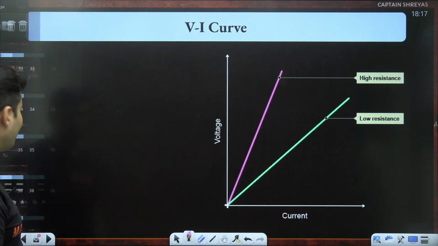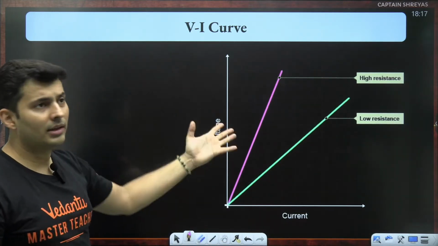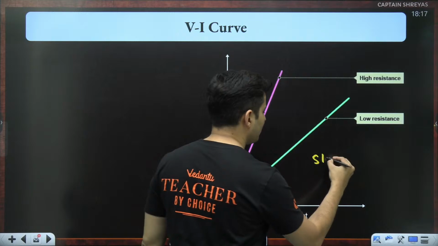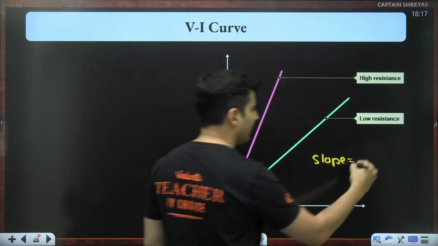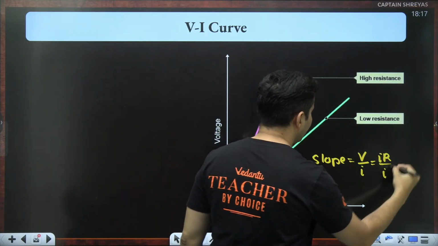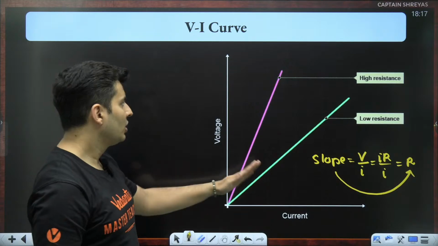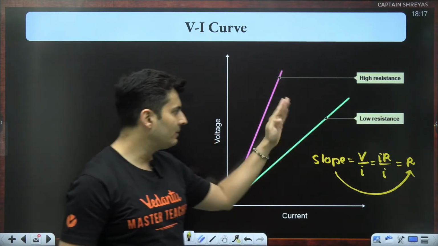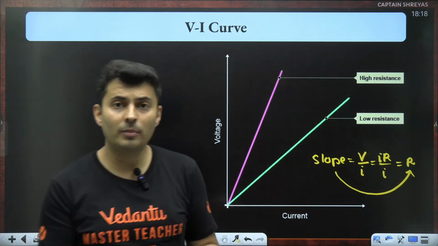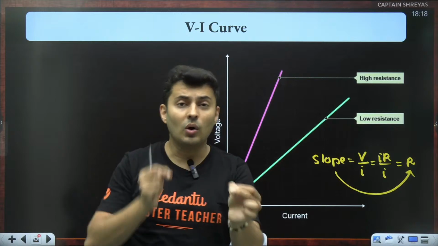Now, if you look at the slope of the graph, depending on whether it is voltage versus current or current versus voltage, looking at the slope, I can measure whether the resistance is high or low. Particularly in this graph, the slope is voltage by current, y-axis by x-axis. V is nothing but IR, I cancels, so it is basically R. So the slope is directly proportional to the resistance in this case. The one which has more slope has high resistance, the one which has less slope has low resistance for a voltage versus current graph. So looking at the slope and comparing them, I can predict whether the resistance of this conductor, this wire, this resistor is high or low or medium.